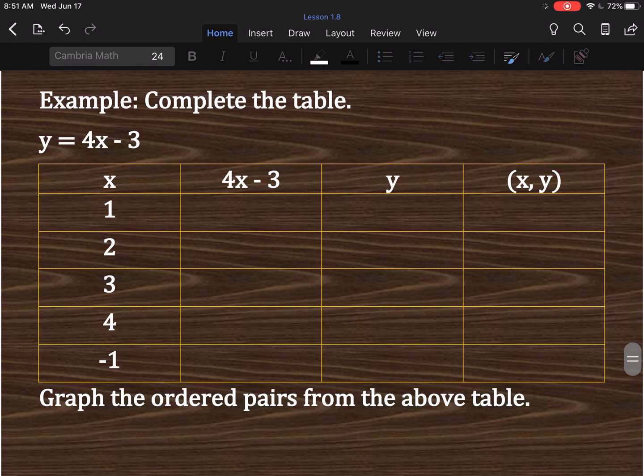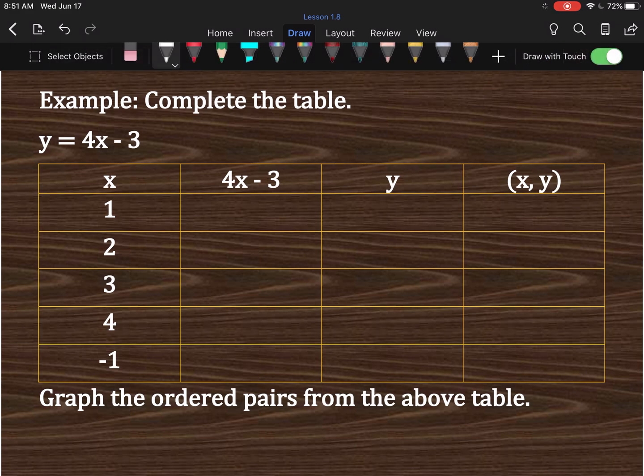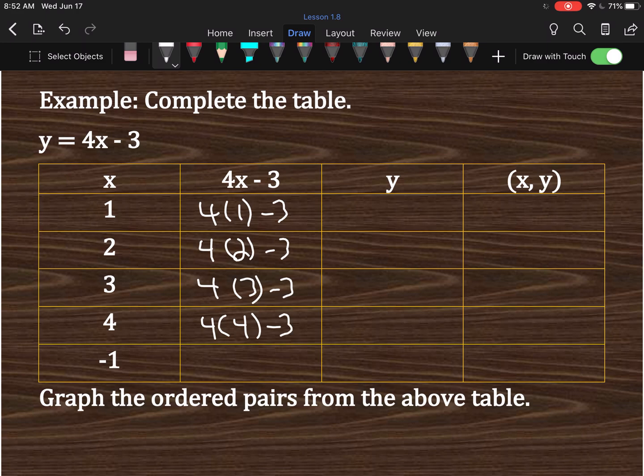This type of table should look very familiar. We've done these before. So complete the table. I gave some numbers. We have an expression. So when x is 1, the next cell will read 4 times 1 minus 3. When x is 2, we have 4 times 2 minus 3. When x is 3, we have 4 times 3 minus 3. When x is 4, we have 4 times 4 minus 3. And when x is negative 1, we have 4 times negative 1 minus 3.